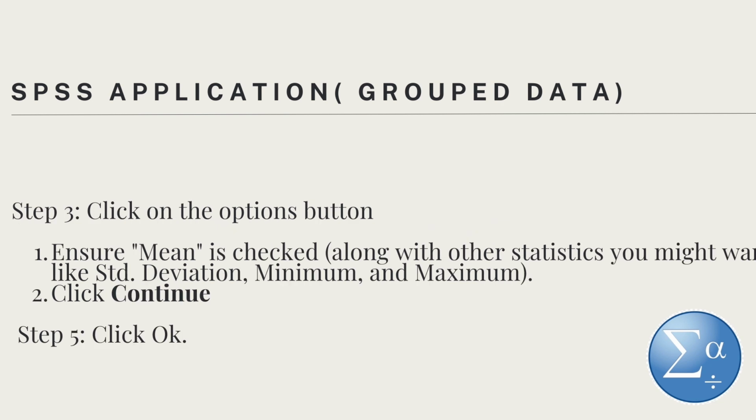Next slide is step 4. Click on the Options button. Please ensure that the mean is checked along with the other statistics you might want, like standard deviation, minimum and maximum. Then click on Continue. Then lastly, step 5, click OK, and then the result will come out.